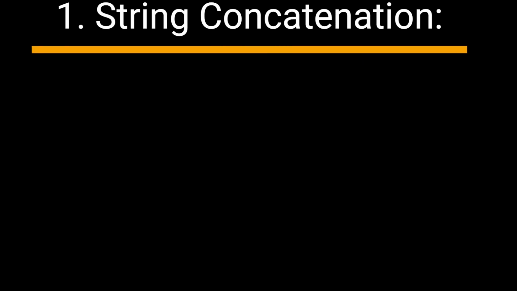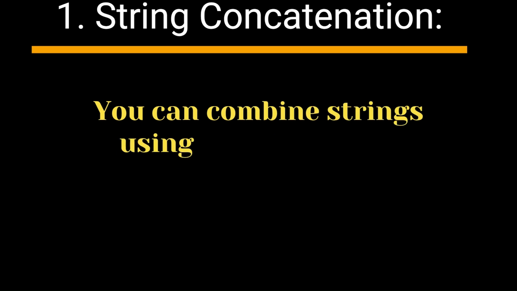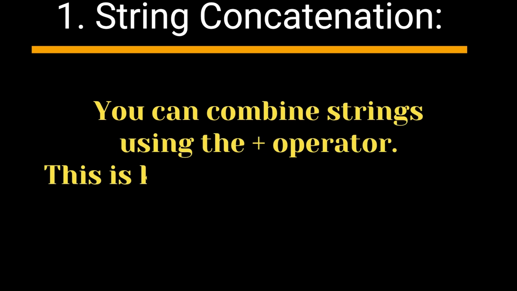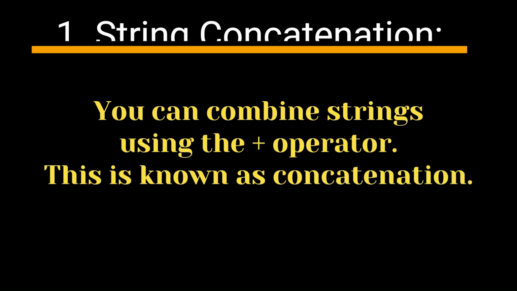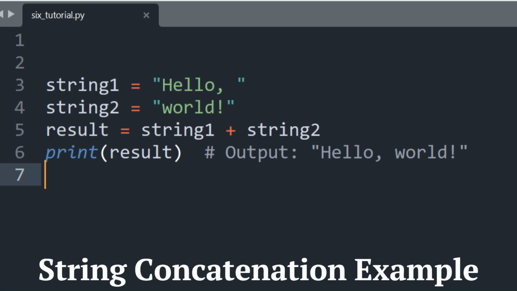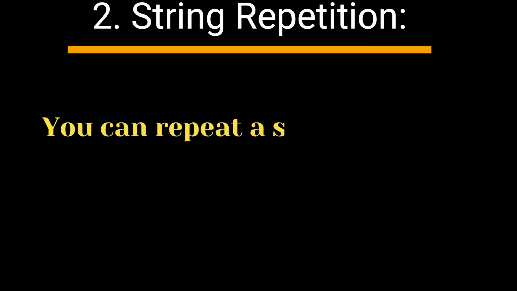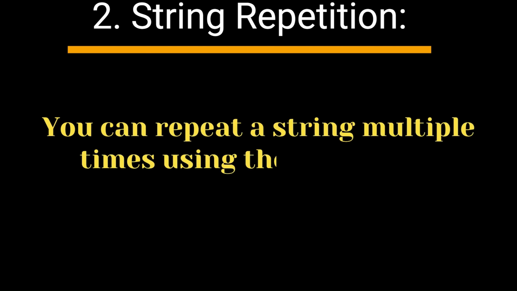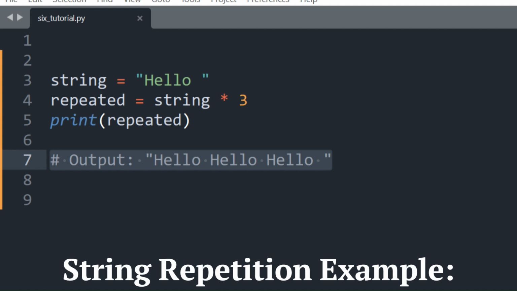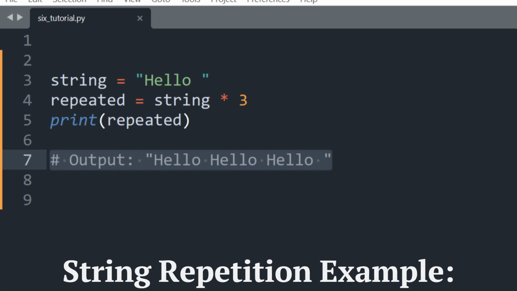1. String concatenation. You can combine strings using the plus operator. This is known as concatenation. Here is the example. Run the Python file to see the expected result. 2. String repetition. You can repeat a string multiple times using the asterisk operator. Here is the example. Run the Python file to see the expected result.